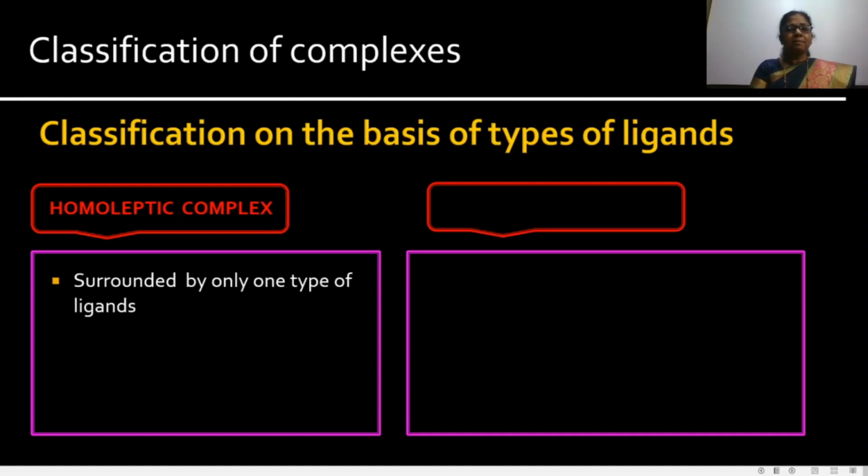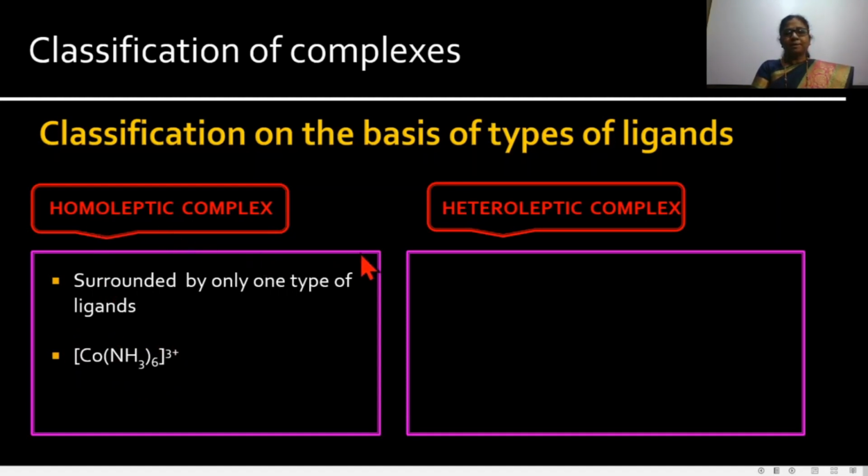That means the metal ion surrounded by only one type of ligand. These types of complexes are called homoleptic complexes. For example, [Co(NH3)6]3+. In this example, this is the central metal ion, and these are six NH3 groups. These are the ligands. There is only one type of ligand. Therefore, this complex is the homoleptic complex.